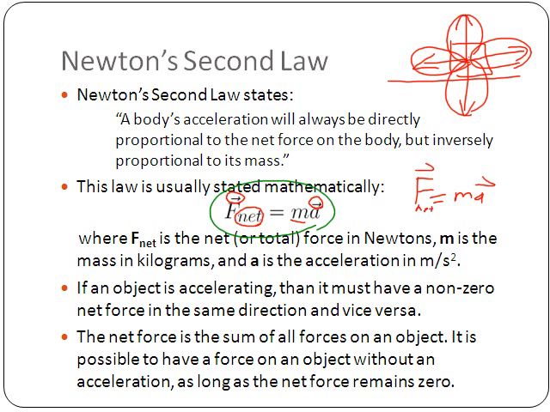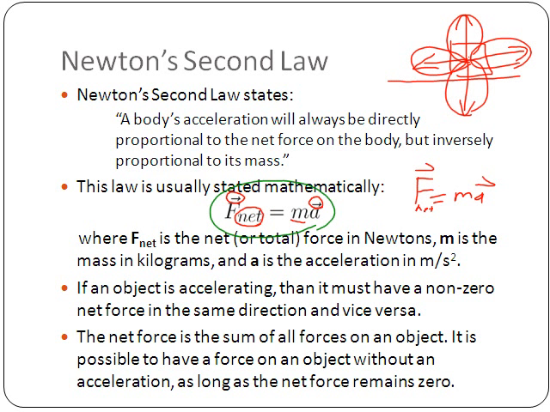Now, if you only have one force on an object, it just turns into F equals ma. But this is basically Newton's second law. So F net is the net or total force in newtons. We talked about those before. M is the mass in kilograms, and the a is acceleration in meters per second squared. That's going to be our SI system units we'll use here.